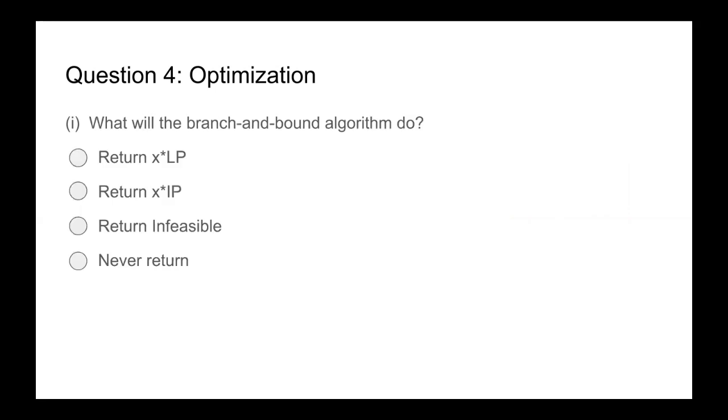So now what do you think the branch and bound algorithm will do? We have 4 different choices. It can return X star of LP, it can return X star of IP, it can return infeasible, or never return at all. So in these cases where we have a plausible IP solution for each of these graphs, we're guaranteed to say that branch and bound will return X star of IP, and that's because the branch and bound algorithm is complete.